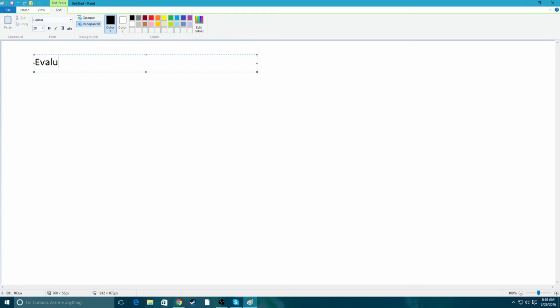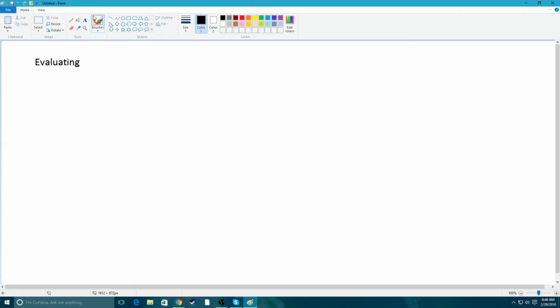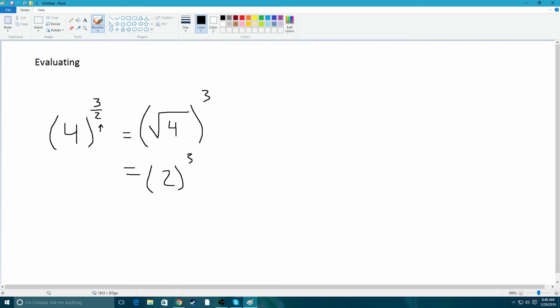Alright. Evaluating. Let's say we got something like 4 to the 3/2 power. Again, 2 is our root, so this is the square root of 4 raised to the 3rd power. The square root of 4 is 2, raised to the 3rd power, which comes out to a grand total of 8. Simple as that.